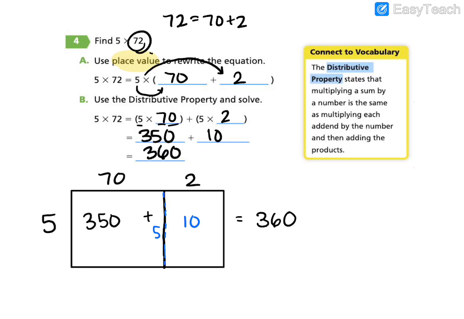So this is just another visual way of looking at what distributive property is doing with all of this. This step is when I break this apart. Then I'm going to multiply 5 times 70. I'll multiply 5 times 2. Then I add those partial products together.